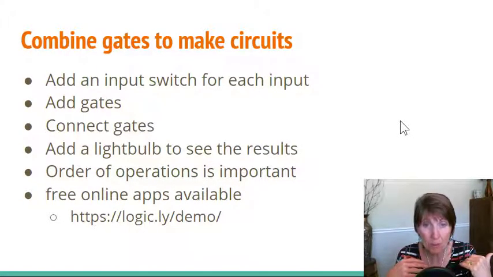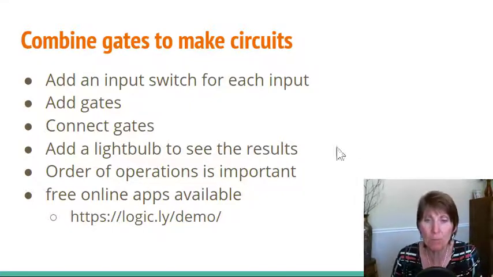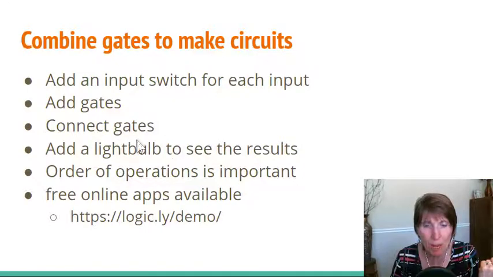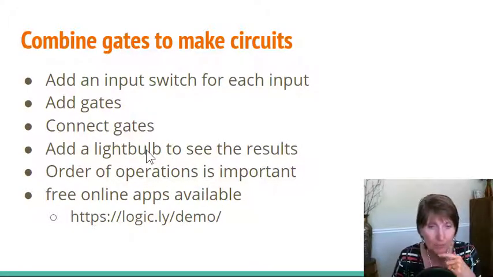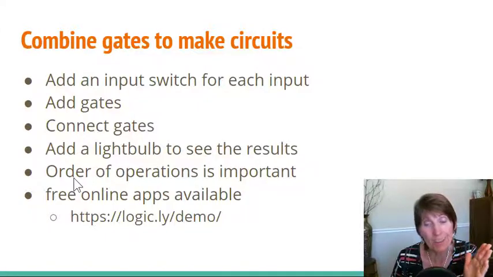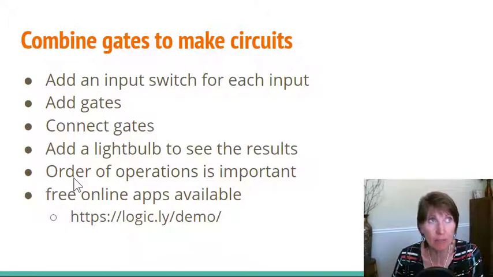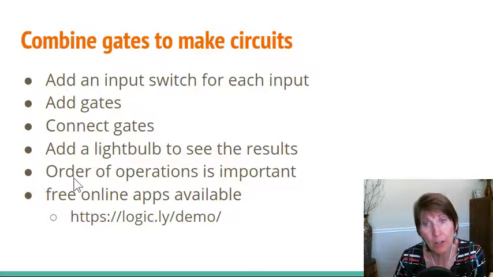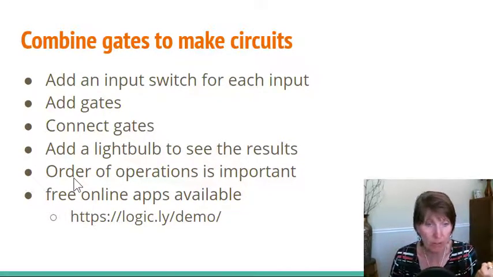Those are the basic gates, and to make a circuit, you combine them together. You need inputs, which in the tool we'll be using will look like switches, and you need gates that you connect together. Then you add a light bulb to see the results. Depending on what tool you're using, it may use a light bulb or something else to identify whether the final output is on or off. When you're doing this, order of operations is important. It's always important. If you do things out of order, you can end up with the wrong result.